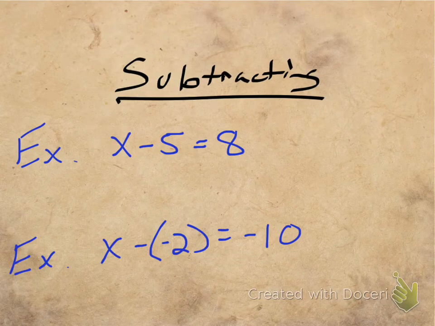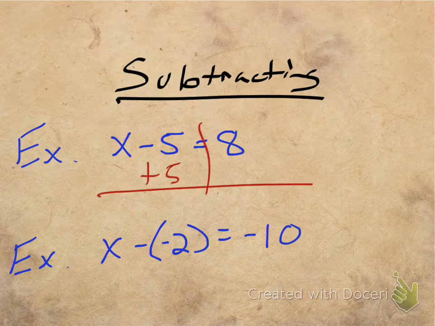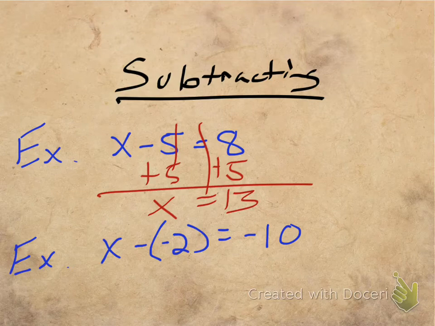Subtracting is basically the same thing. You're just using the opposite operation like before, which would be in this case addition. So negative 5 plus 5 is 0. It goes away. So we're left with x equals, add 5 to this side, 13. Let's check it out. 13 minus 5 equals 8. We're good. Checks out.